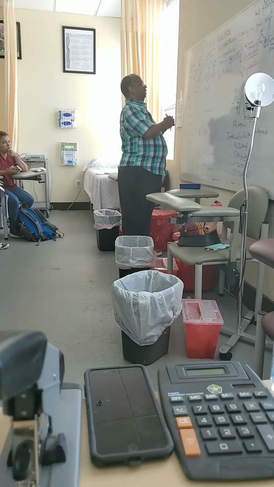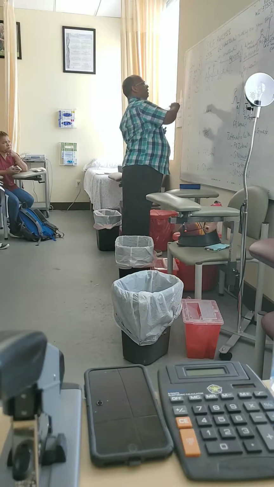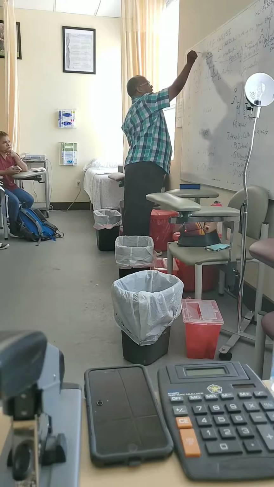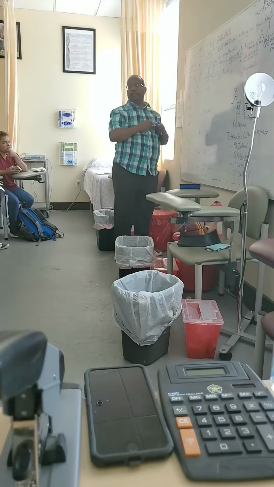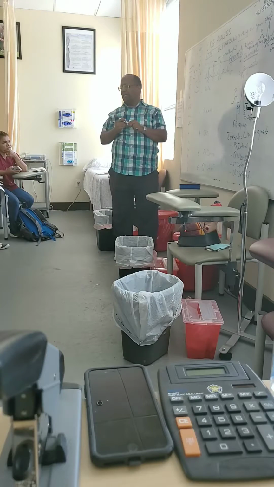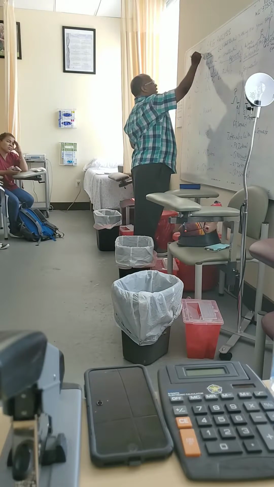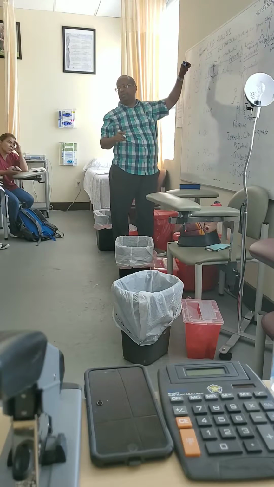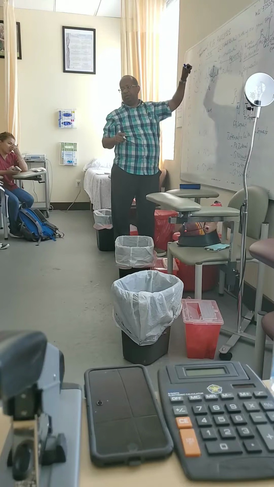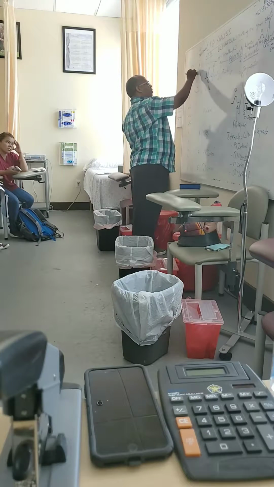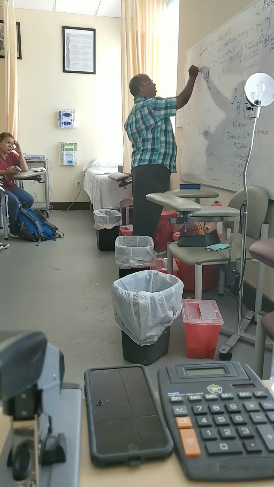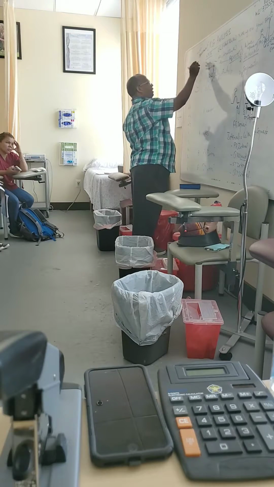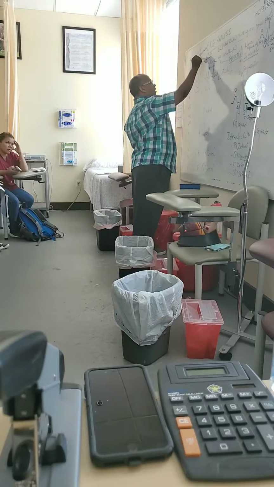Here is the SA node, where the electrical impulse originates. It is also called the pacemaker. It's called the SA node. Then the impulse from the SA node goes to the left atrium, so that the left atrium gets the impulse. This is called Bachmann's bundle.